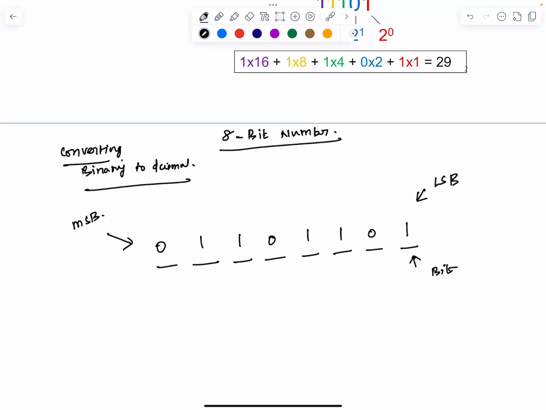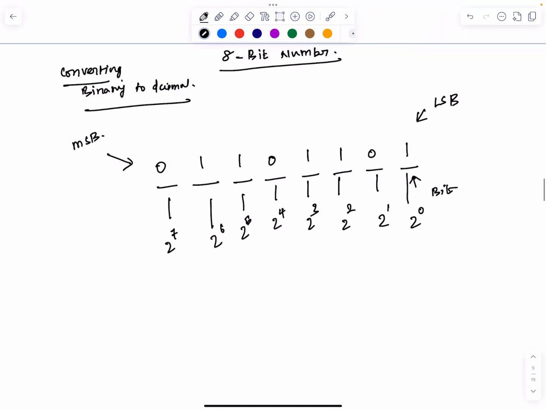So like weighted positions, we are going to name this. So this is 2 power 0, this is 2 power 1, this is 2 power 2, 2 power 3, 2 power 4, 2 power 5, 2 power 6, and then 2 power 7. So in this case, I care about the numbers where it actually adds value, right? Wherever it is 0, it's not adding any value, right? It's 0.